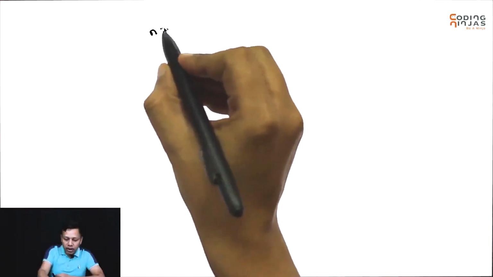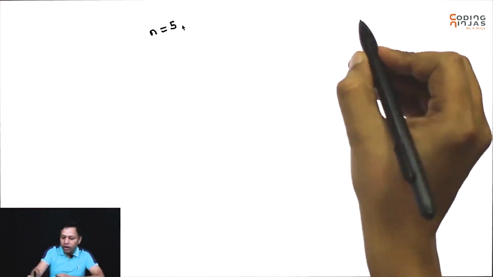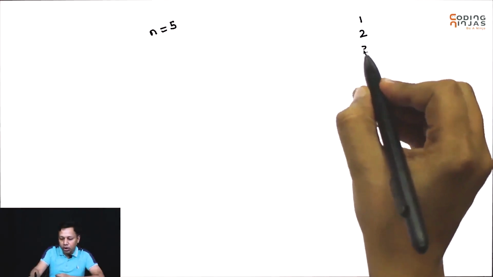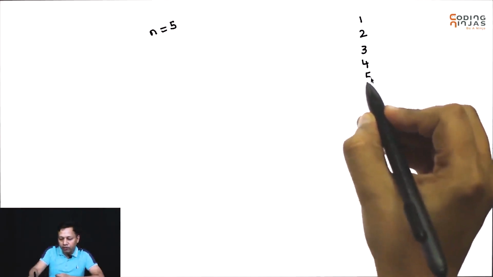Today we are going to discuss recursion, and we are going to discuss a simple problem. So what is the problem? The problem is we have to print numbers from 1 to n. Suppose we are given n is equal to 5, what I need to print is 1, 2, 3, 4 and 5.